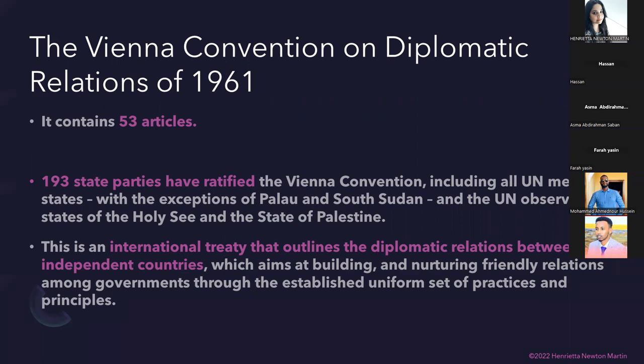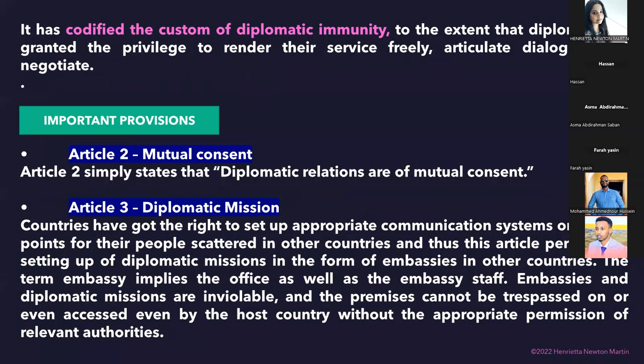Next, this is an international treaty that outlines the diplomatic relations between independent countries, which aims at building and nurturing friendly relations among governments through an established uniform set of practices and principles. The Vienna Convention has codified the system of diplomatic immunity, to the extent that diplomats are granted the privilege to render their service freely, represent their country freely, articulate their dialogue freely, and negotiate. This was the contribution of the Vienna Convention to the diplomatic community in terms of the immunity and privileges it has provided.